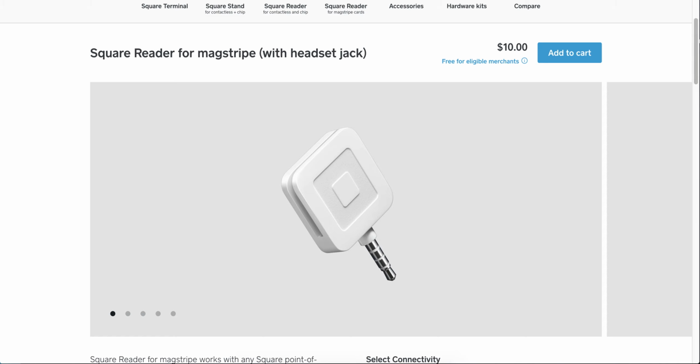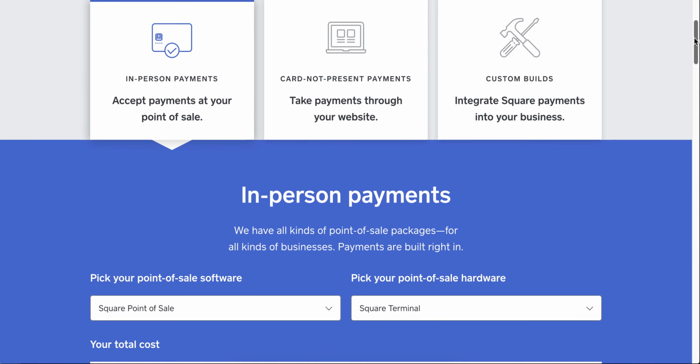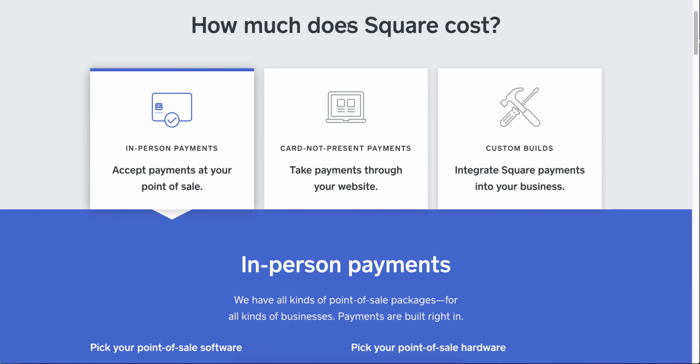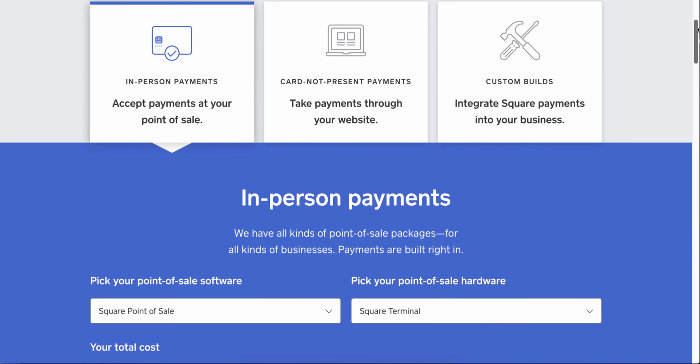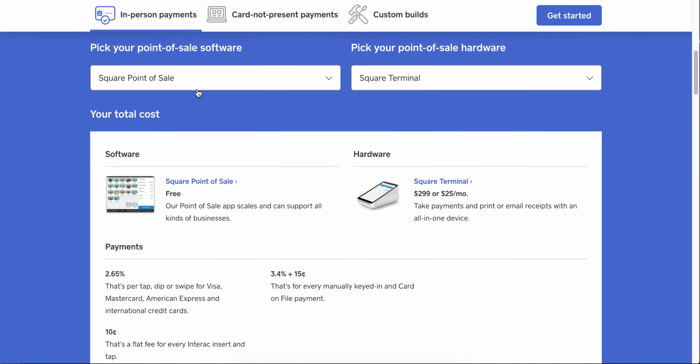So I wanted to talk a little bit about the processing fees. So the processing fees are down here. It lets you see how much the Square costs. So in-person payments, and these are the online option and custom builds and all that. So I'm not going to go through those today, but they are there should you want to go through them. The in-person payments are down here. So you get to pick your point of sale software, which is always going to be Square Point of Sale, and you can get that on your phone right now if you want to take a look through it.